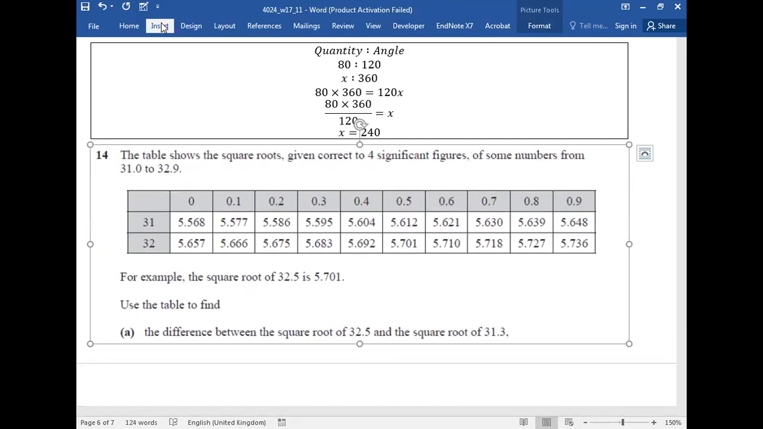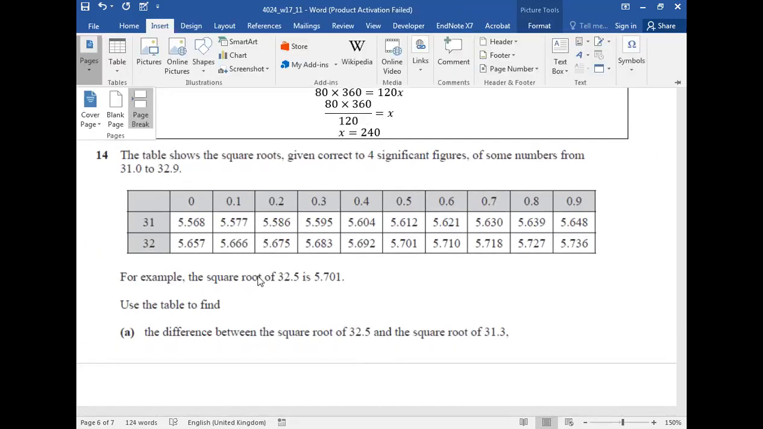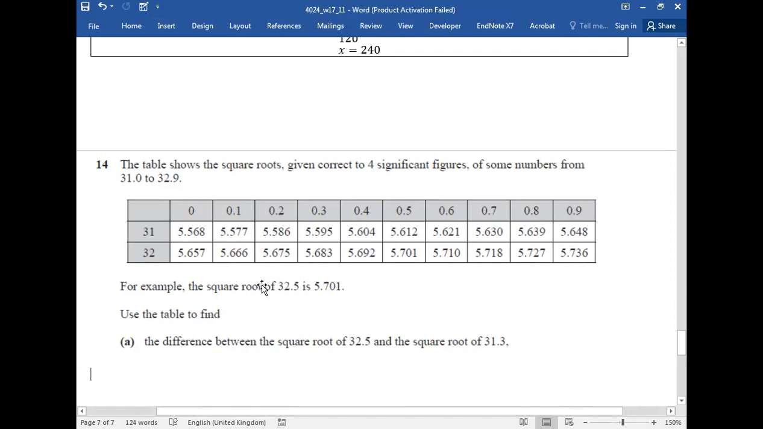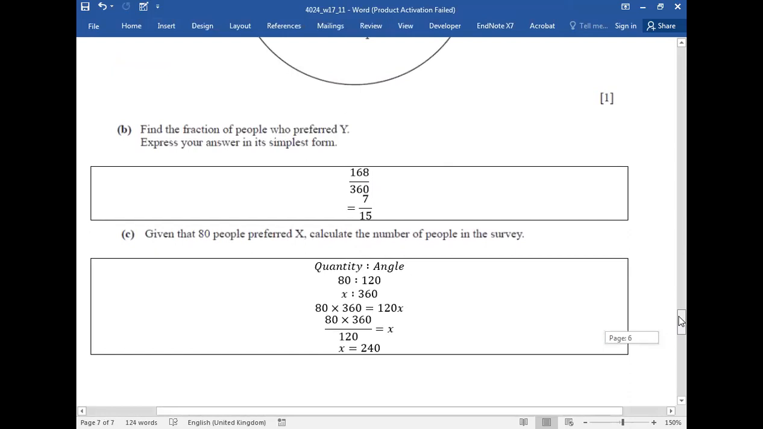Just by observing the board, you will not be able to understand anything unless you try it on your own. Done, class? Everyone is getting 240 or any other value?